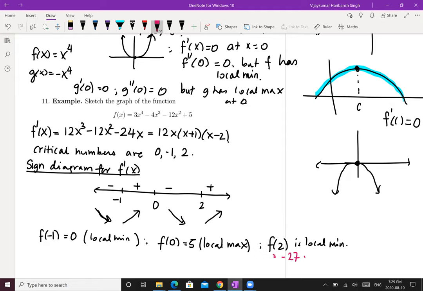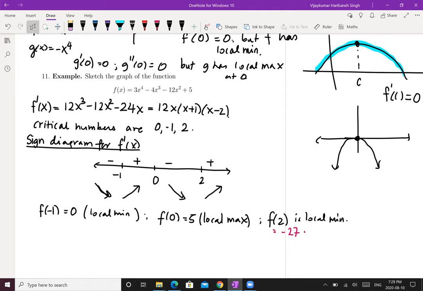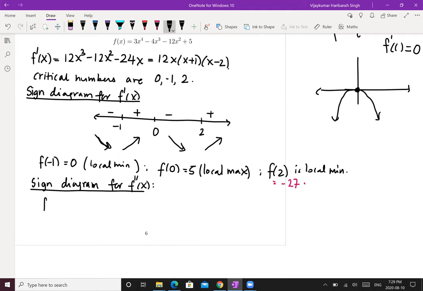Now we have seen the sign diagram for f prime. Now we need to look at the second derivative to see whether it's concave up or concave down. So the sign diagram for f double prime of x. For that, we have to look at the following. Take the second derivative of x, equate it to 0 or does not exist. But in the case of polynomials, the derivative always exists. So we'll just equate it to 0.